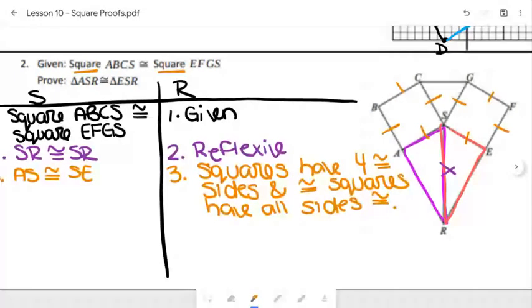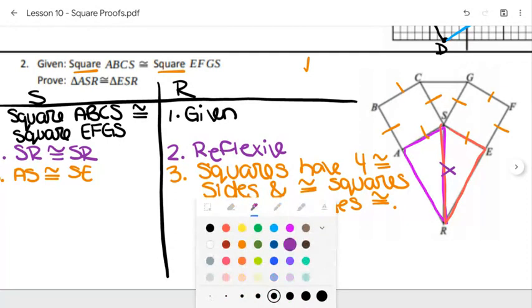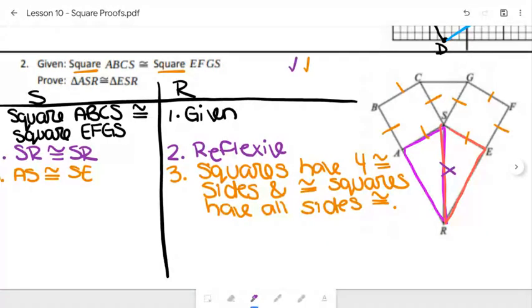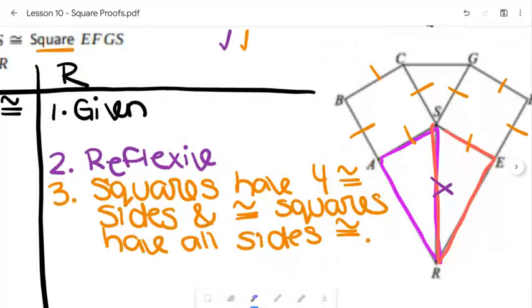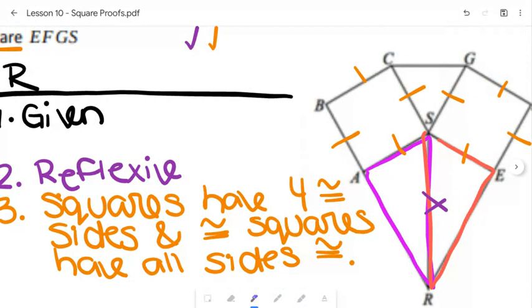Okay, so I already have 2 checks already. So that was my second check, right? I already had the reflexive as the first. We normally need 3 to get the triangles. So this one's going to take an extra step in here. When I start this, I also know that squares have 4 congruent right angles.